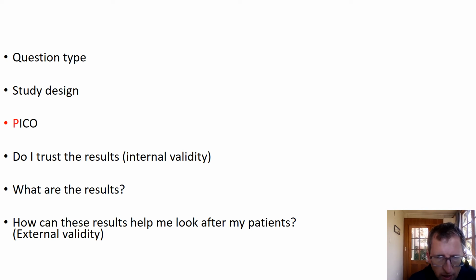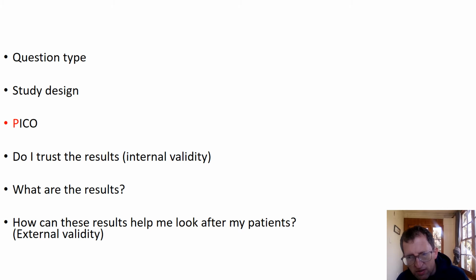We started off talking about question type, so when you look at a paper you should just confirm that yes, it is a therapy question, and that yes, you did have a therapy question in mind. Look at the study design, and I gave you a nice little flow chart so you can work out quite easily in an article what type of study design it is. And then I asked you then to look at the PICO of the paper.